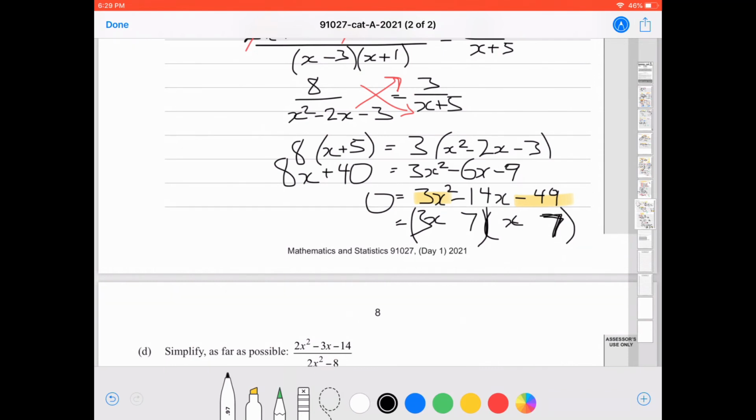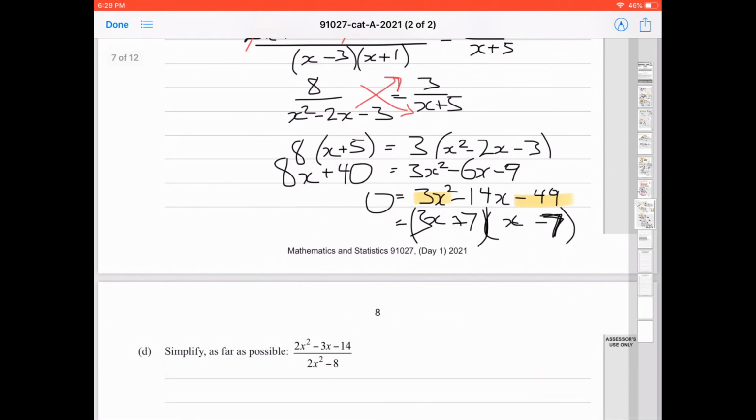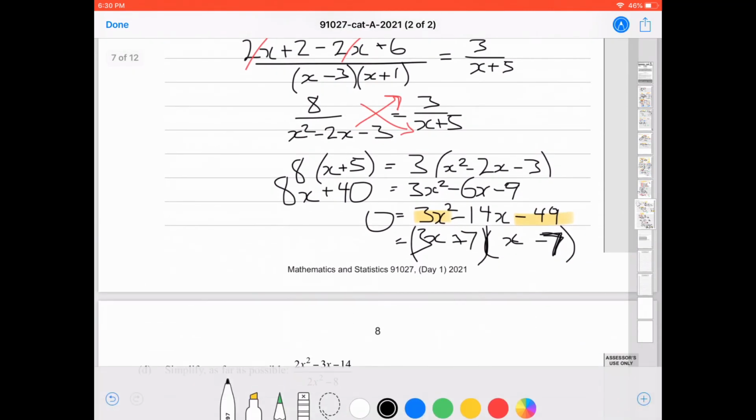Now, where's the positive? Where's the negative? Well, the c term is negative, meaning it's going to be a positive and a negative. And so we can go ahead and say that 3x plus 7 and x minus 7, and that, believe it or not, is the correct factorization. If you had some time at the end of the test, you'd probably go back and prove that this is the case. But we were running out of room slightly. Anyway, this all equals 0.